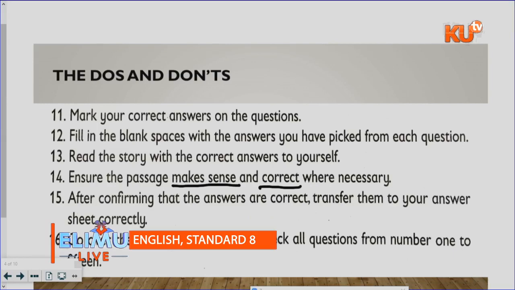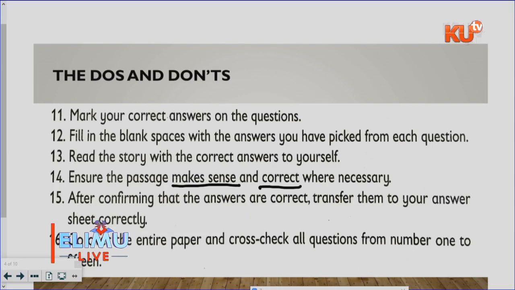You have to go back to your cloze test and read to make sense out of it. Then, as you read, you try to identify the mistakes that you could have made. After identifying those mistakes, then you need to correct them. The mistakes will not be with the passage. The mistakes will be with your choices or with the answers that you have provided.